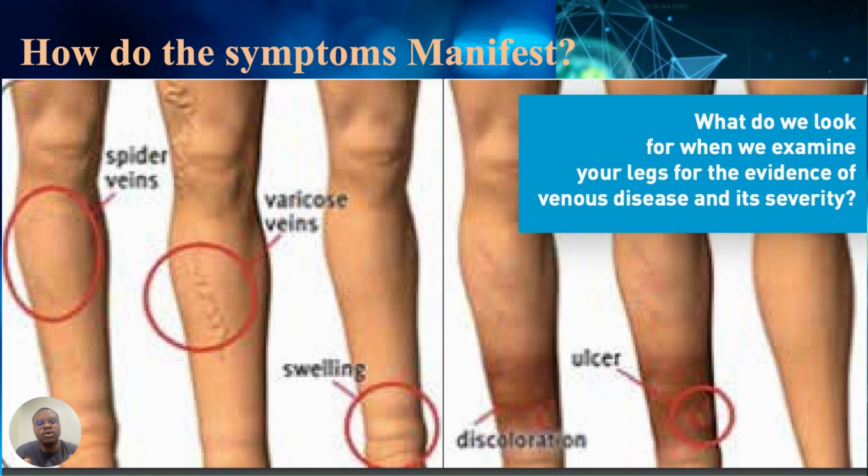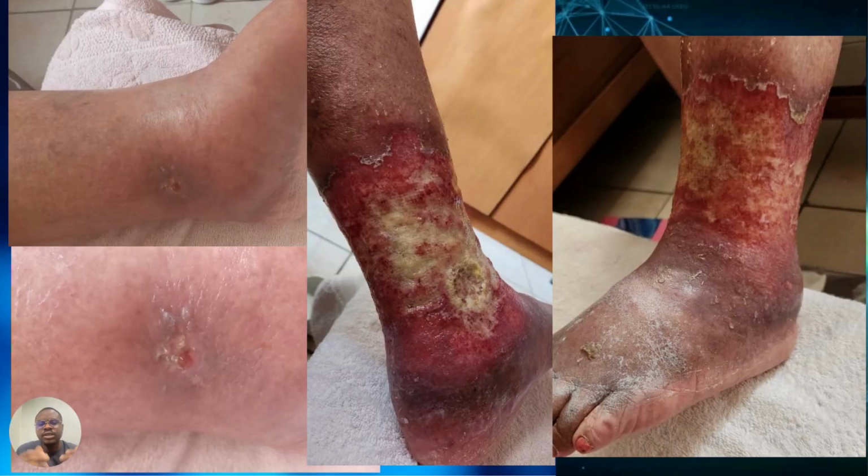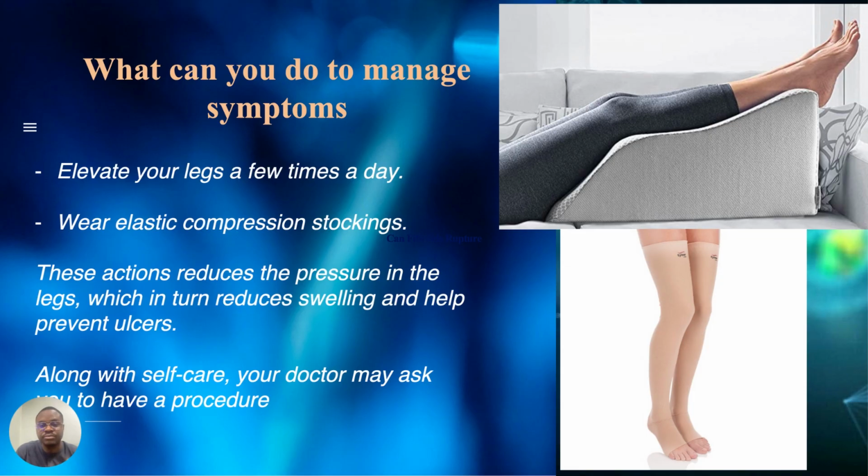The patients that have the worst disease, called C6 disease, have ulcerations in the legs. The important thing is you want to present to medical care very early when you have an ulcer in your leg or when you have leg swelling, because if you do not present early enough, you could end up with progression of the disease from a small ulcer like this to a flagrant infection in the leg, which is very difficult to treat. So what can you do to manage your symptoms?